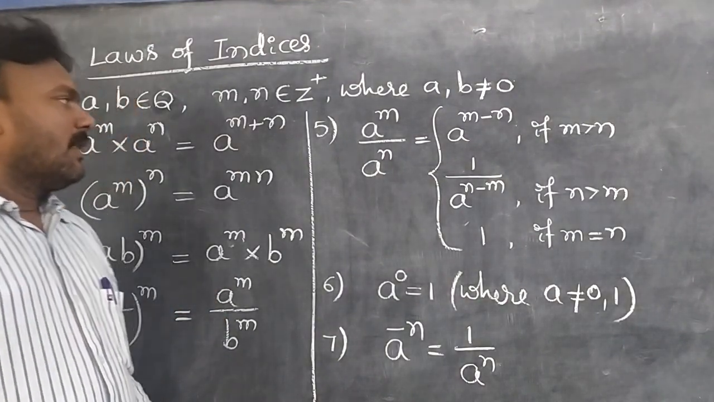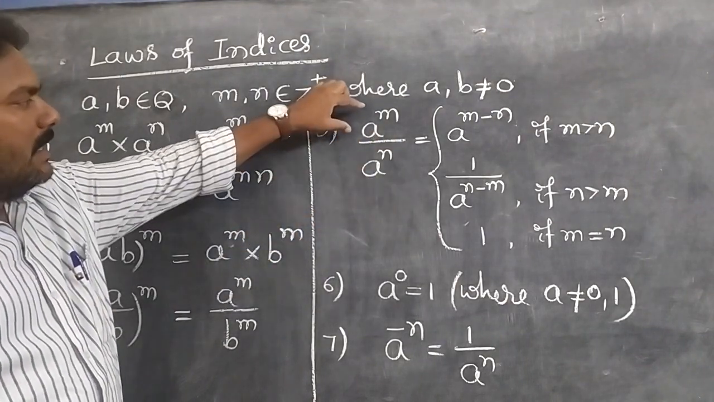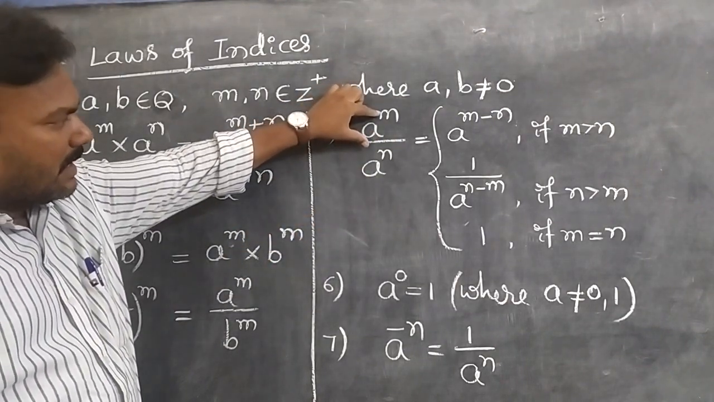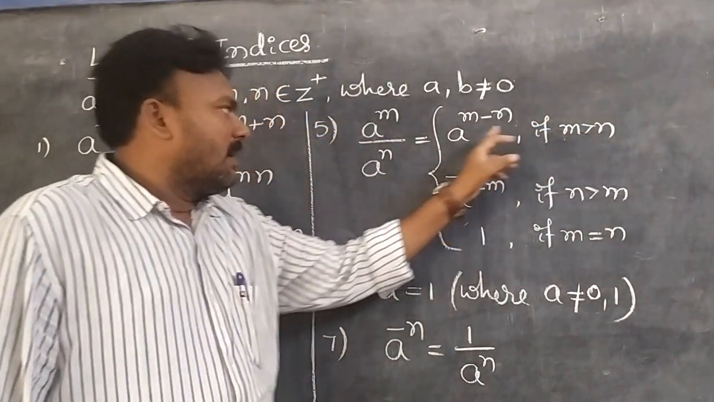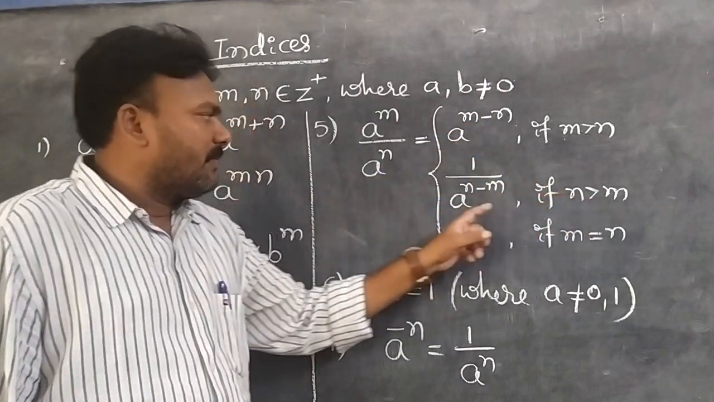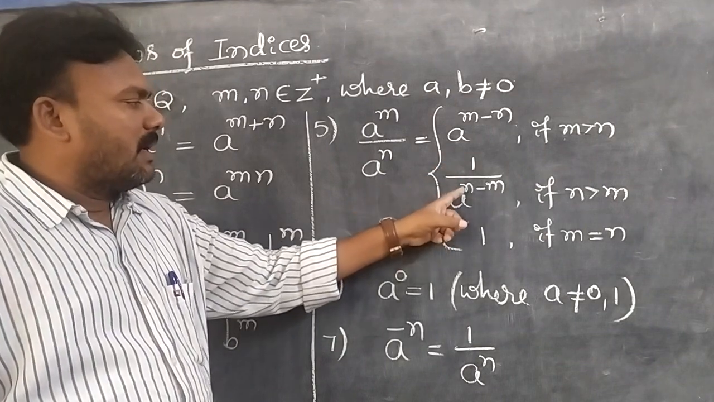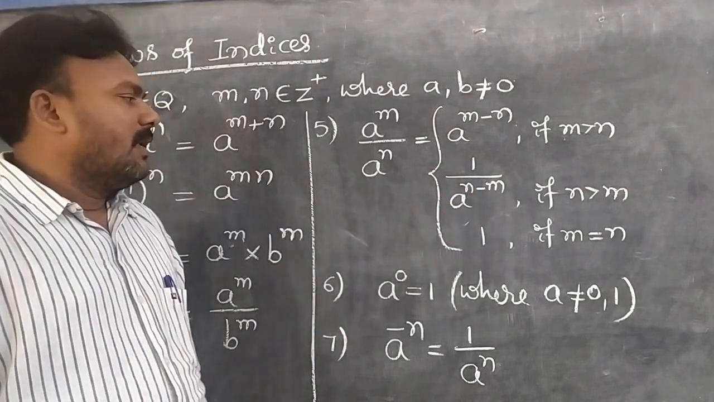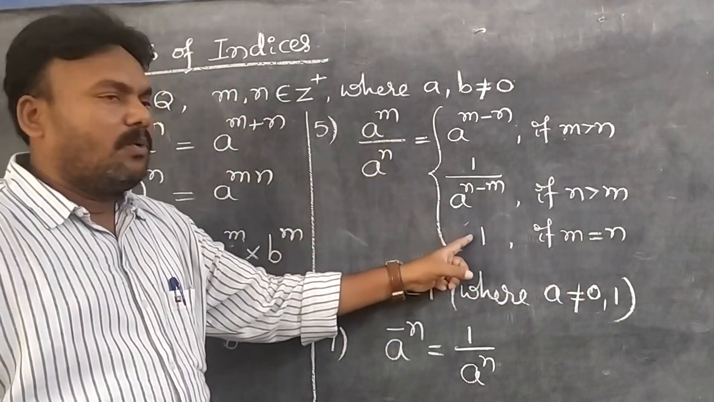A power m by B power m is the correct pronunciation. And the fifth one, A power m by A power n, the formula depends upon the index values m, n. If m is greater than n, it is A power m minus n. If n is greater than m, A power m by A power n is 1 by A power n minus m. If m equals n, A power m by A power n equals 1.